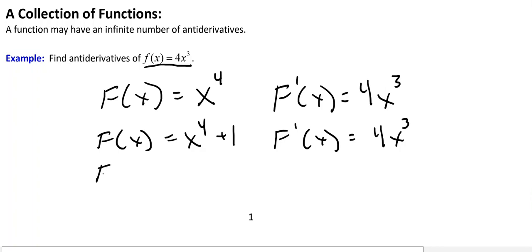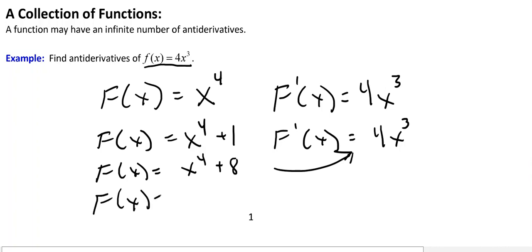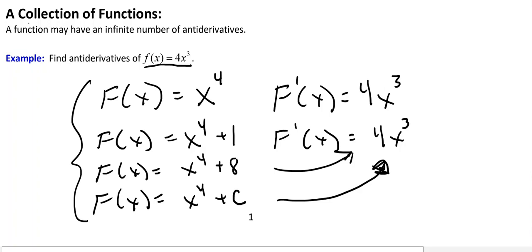Why couldn't the antiderivative be x to the fourth plus 8? The derivative is also 4x cubed. Why couldn't the antiderivative be x to the fourth plus any constant? Because for x to the fourth plus any constant, no matter what that number is, the derivative is always 4x cubed. So all of those are completely legitimate antiderivatives. That's why we say we have a collection of functions. The antiderivatives are a collection of functions.